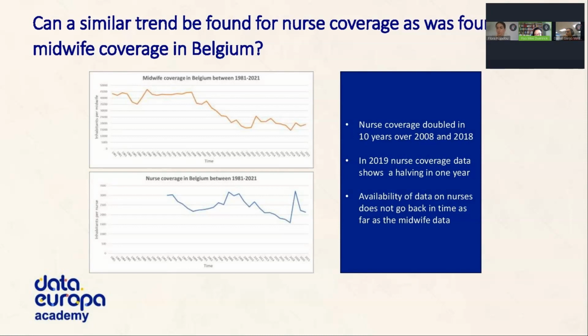the coverage halved in 1 year. So it might also be interesting what happened in 1 year. Is it realistic? Or was there an error in the measurements? And another thing that can be observed is that the data doesn't go back as far as the midwife data.